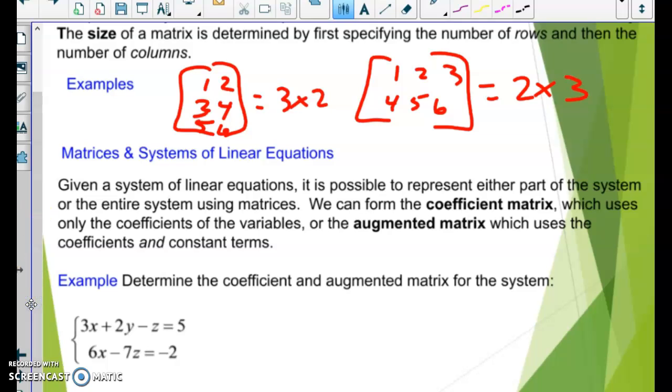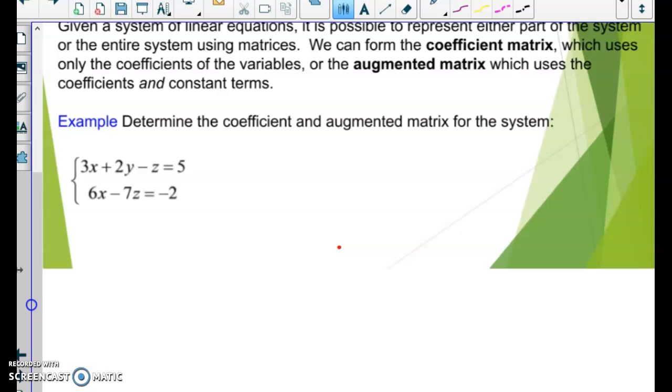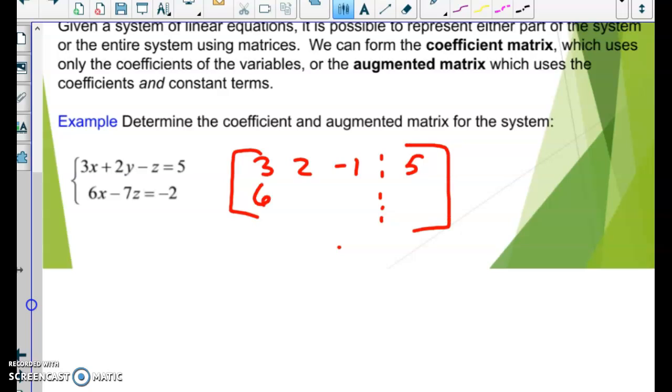So let's talk about this guy here. And we know that if we use the coefficient matrix, we would call this a 3, 2, -1, 5. And we would call this a 6, 0, -7. Notice there's no y term over here, so we put a 0 in that spot. And so that is our matrix. And we can call that augmented.